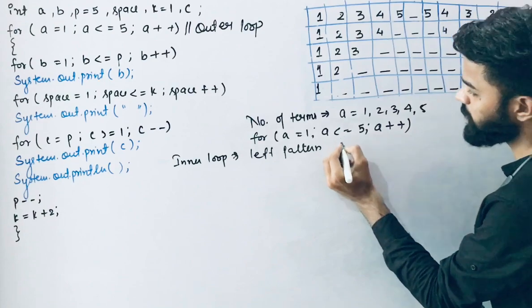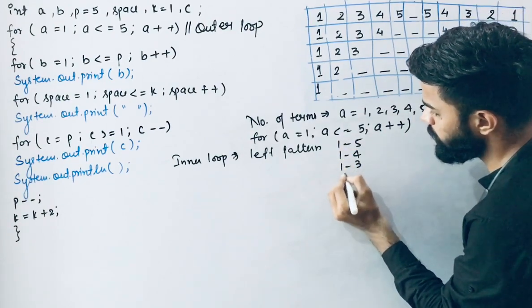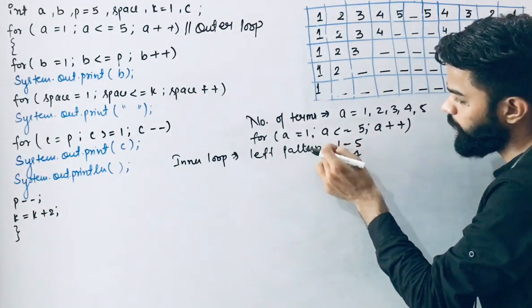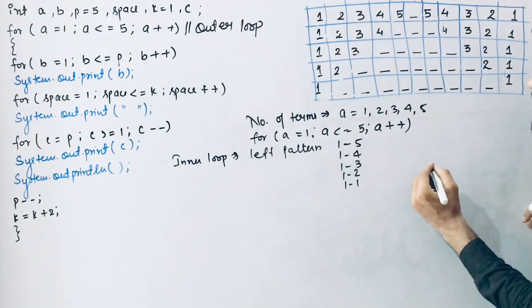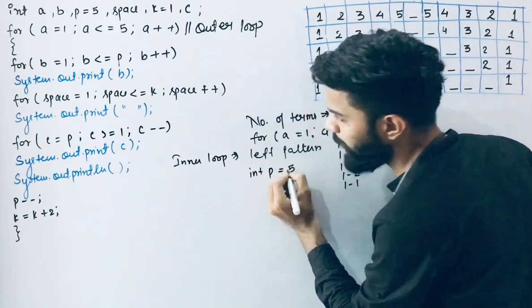So what we see, it starts from 1 to 5, 1 to 4, 1 to 3, 1 to 2 and then 1 to 1. Is there any doubt? No. So if we always start from 1 to 5, 1 to 4, 1 to 3, 1 to 2 and 1 to 1, what am I going to write here?